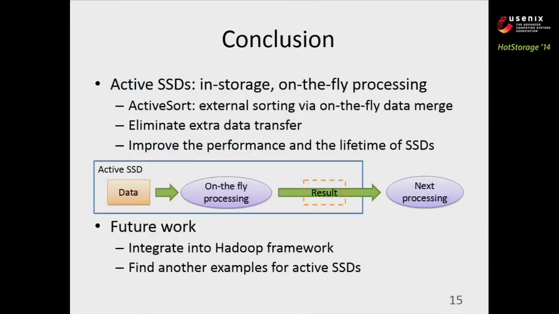In conclusion, we propose an active SSD architecture which uses in-storage and on-the-fly data processing. By studying the external sorting case, we showed that active sort can eliminate extra data transfer. As a result, active SSDs can improve the performance and increase the lifetime of SSD by reducing the amount of write. In the near future, we'll integrate active sort into the Hadoop framework because Hadoop uses external sorting as the core function. So we can increase the performance of Hadoop by active sort.